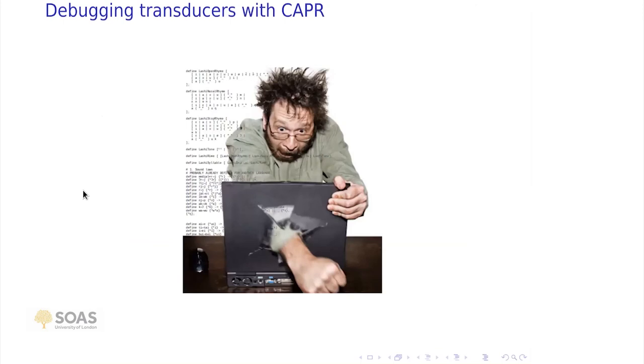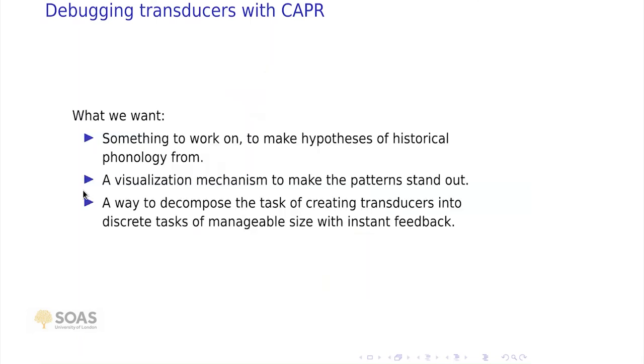Okay, now let's talk about transducers. The thing with transducers is that, while for the basic stuff you have the algorithm creating the cognates and you can correct the cognates, for transducers you need to create things ex nihilo, which makes the situation quite frustrating. So here's what we want.